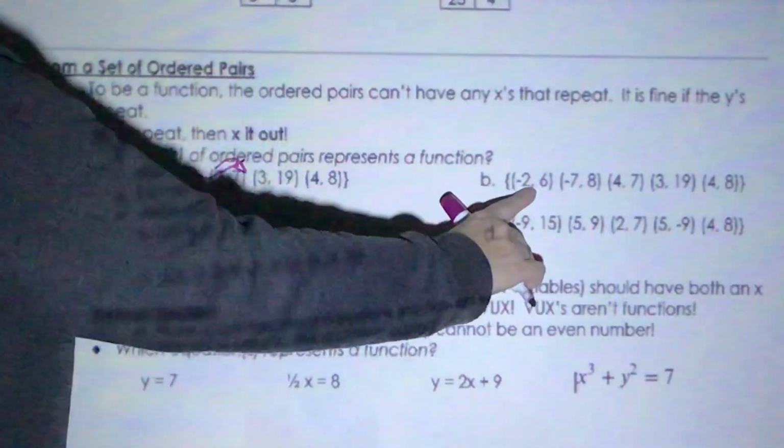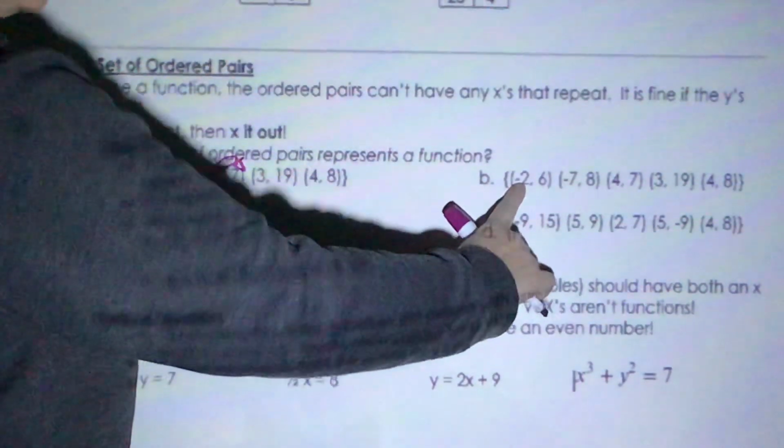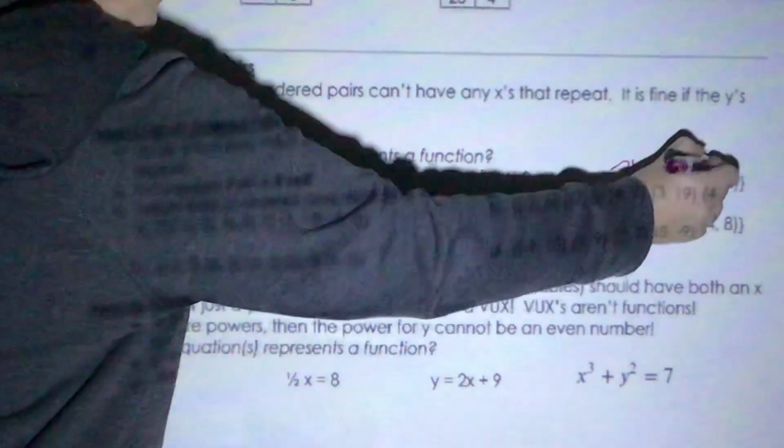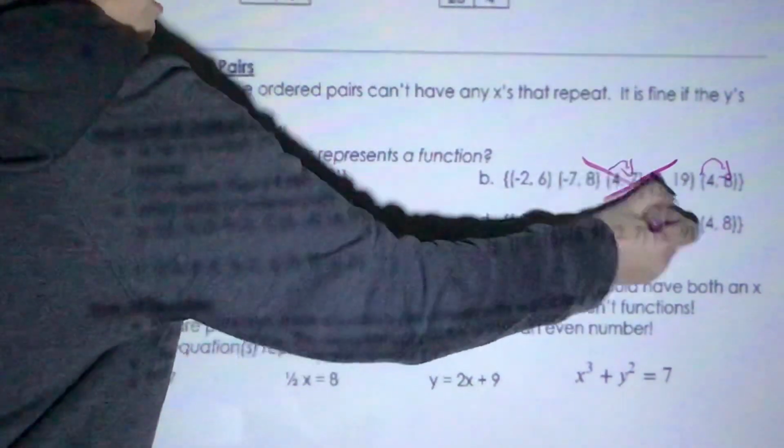In B, going across here, I have a -2, a -7, a 4, a 3, and a 4. So the 4's repeated and became different things. So this is not a function.